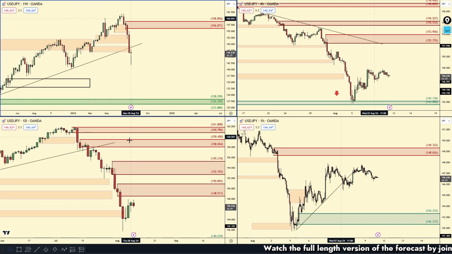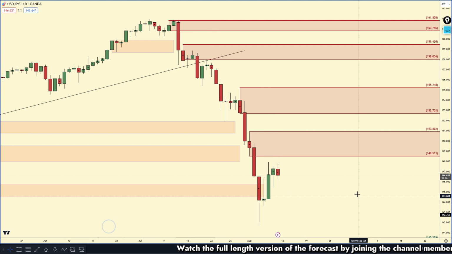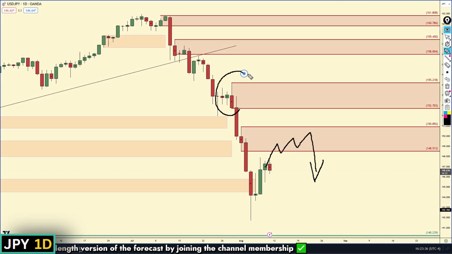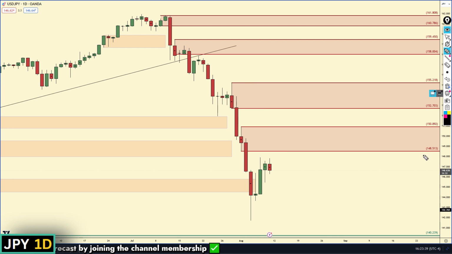There's no denying that. If we do get some sort of pullback up to this daily supply 148.51, I like both of these drop-based drop supply zones right here at 148.51 and 152.70.